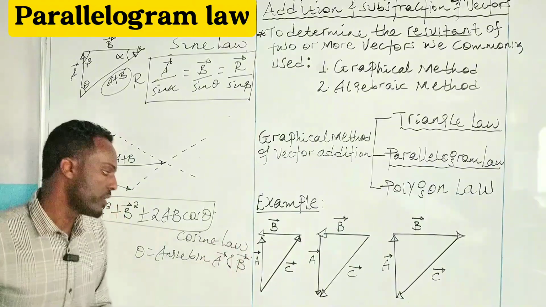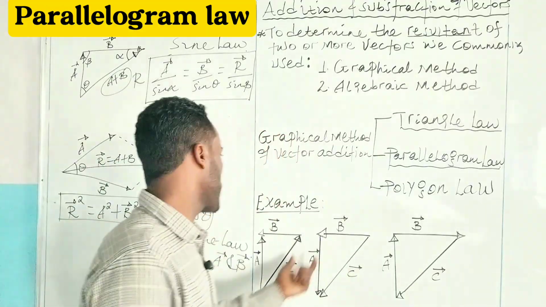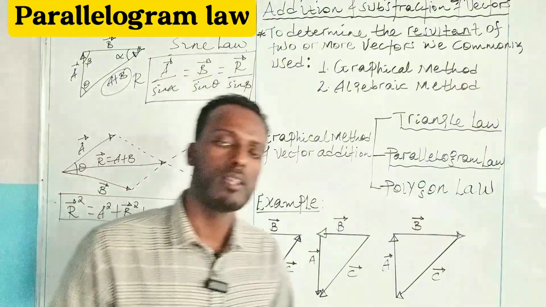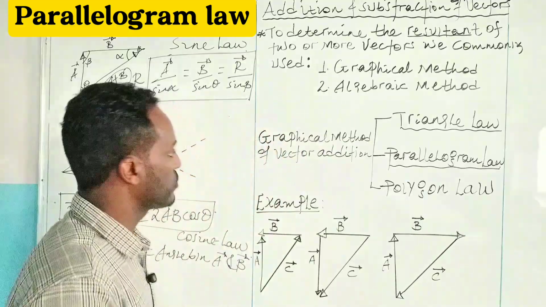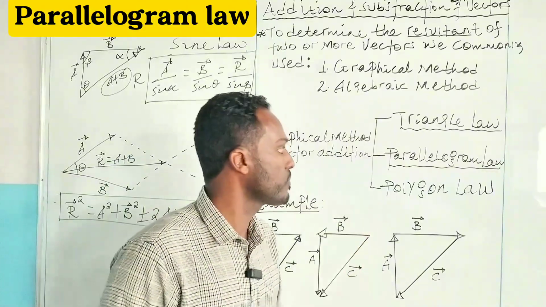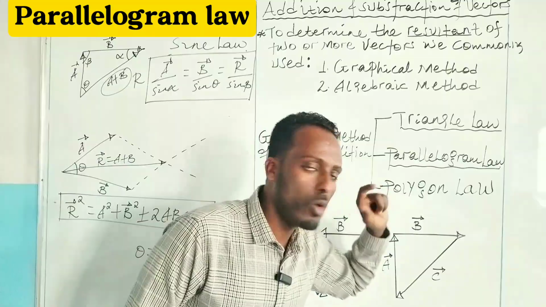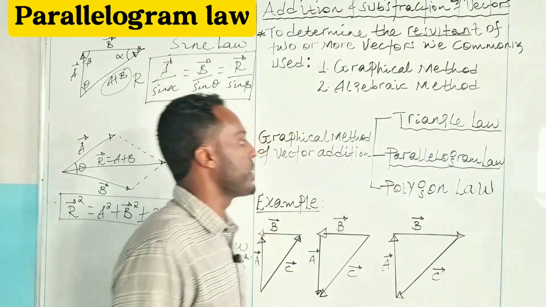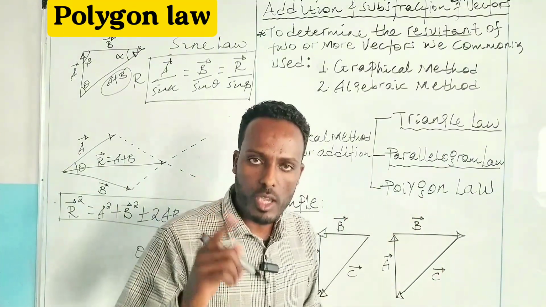So if we can easily find theta, we have found the direction, or we have found R, the summation or resultant of the two vectors. So this is the way to find the summation of two vectors by using the parallelogram law of vector addition. The same is true here: in the triangle law we could add only two vectors. Likewise, the parallelogram law also combines only two vectors. Let's proceed to the third one, which is the polygon law or scale diagram.